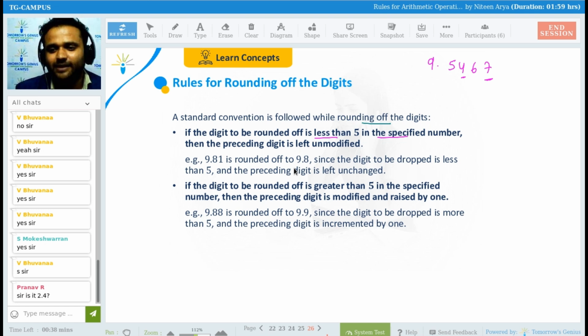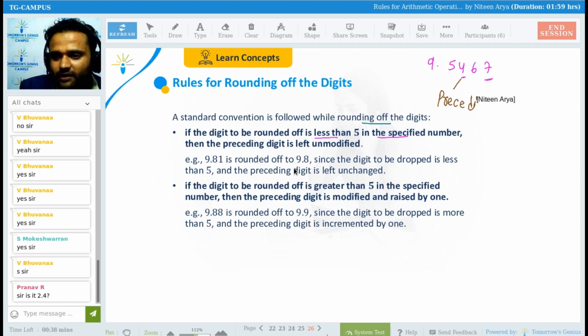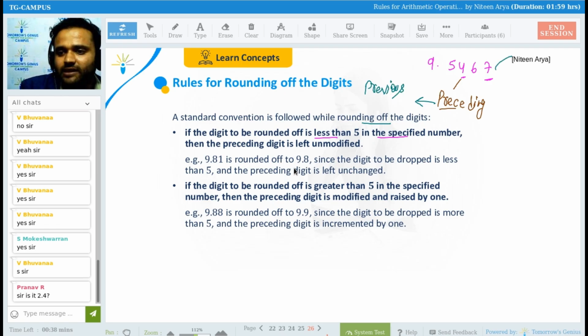I personally understood this in this way. It's your choice, whatever analogy you are going to take. See, this one is preceding. Let me check the spelling. Preceding. Preceding stands for previous. Okay. And this one is exceeding. I mean away or after. That is how I understood.